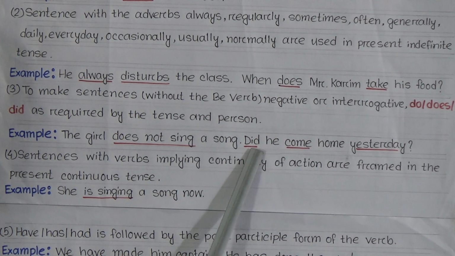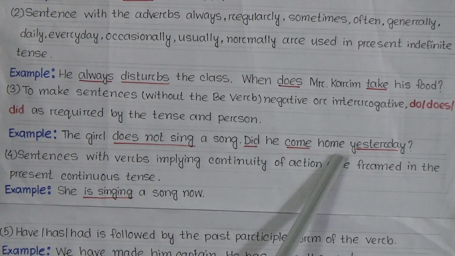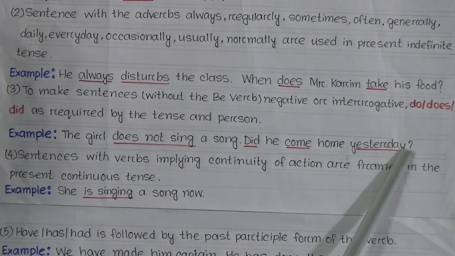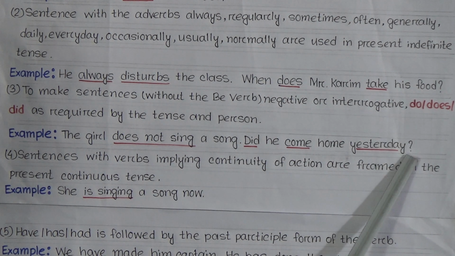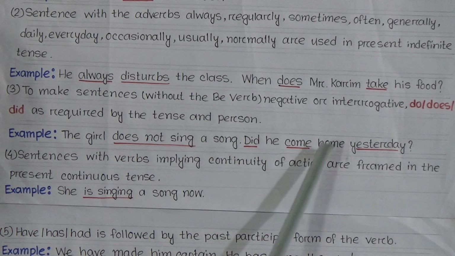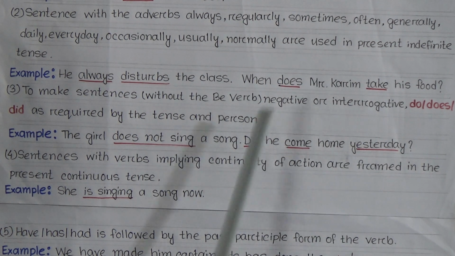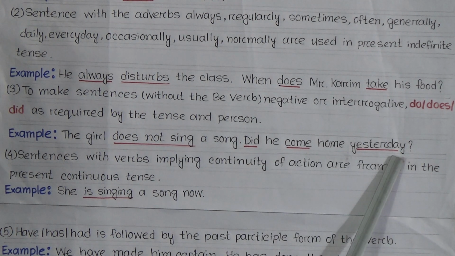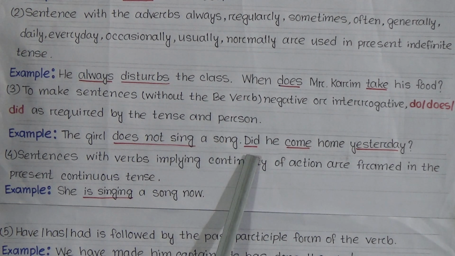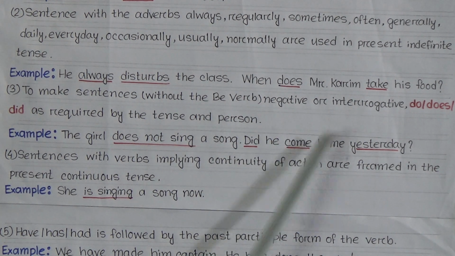Come to the next example. The first one is negative and the second one, you can understand, is interrogative, as at the end we get a question mark. Did he come home yesterday? So this is an interrogative sentence. It is a question. Did he come home yesterday?